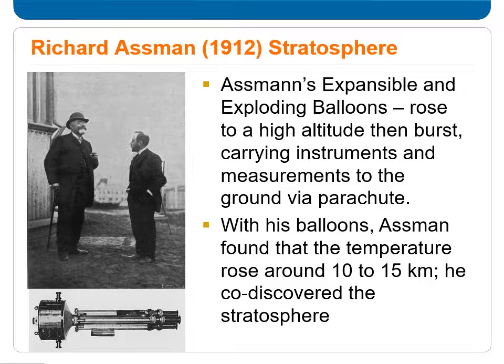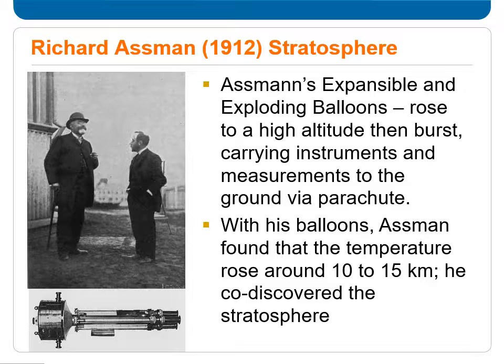Assmann invented strong rubber weather balloons, which were more durable and reliable than paper or fabric balloons. As the rubber balloons rose, they expanded as the air pressure decreased. At a certain altitude, the rubber could no longer stretch and the balloon would explode, which is why they were called Assmann's expansible and exploding balloons. After the balloon exploded, the instruments were carried to the ground by a little parachute.